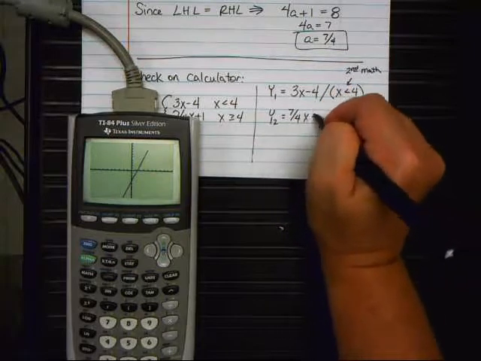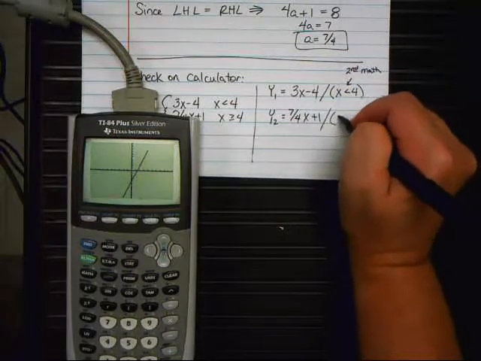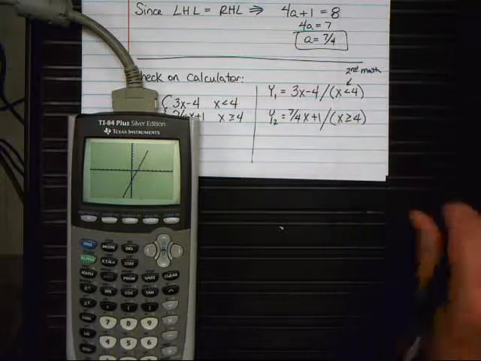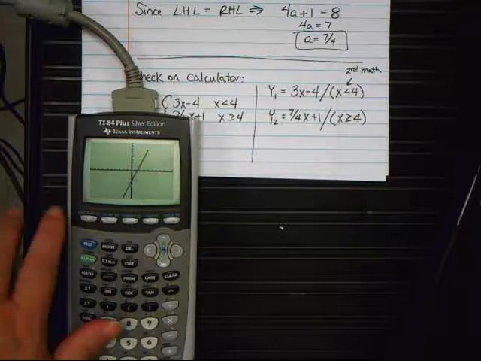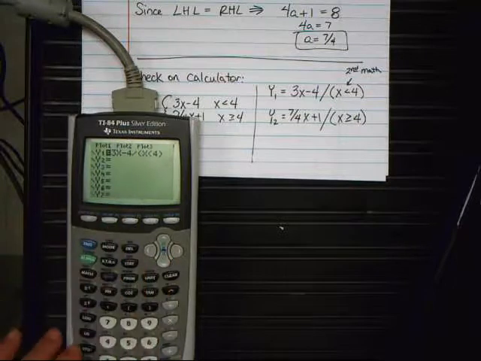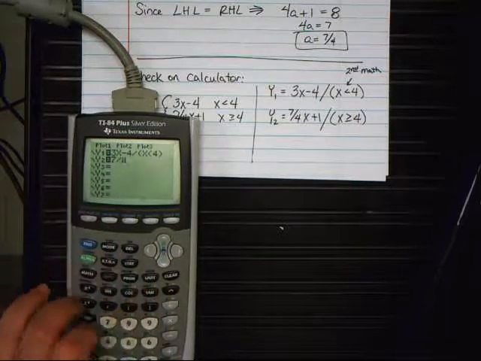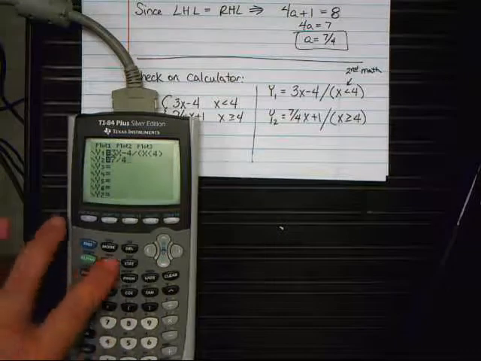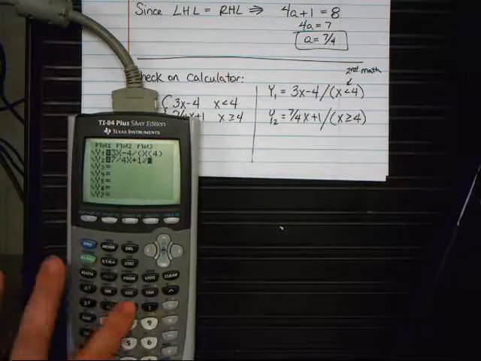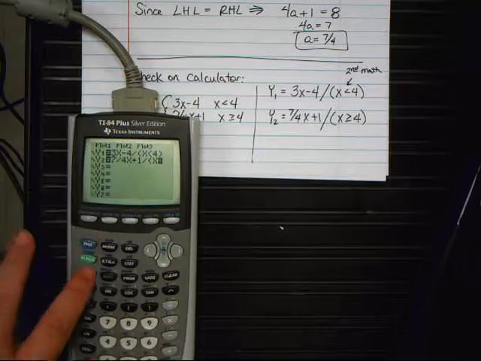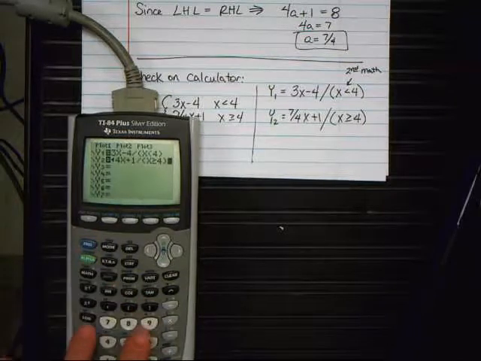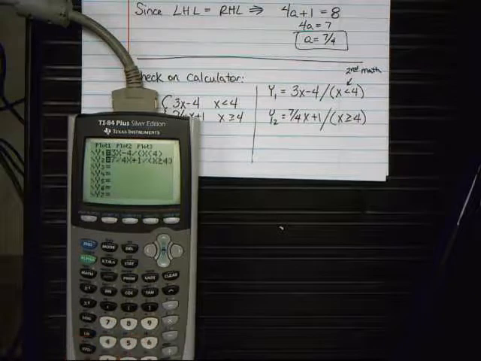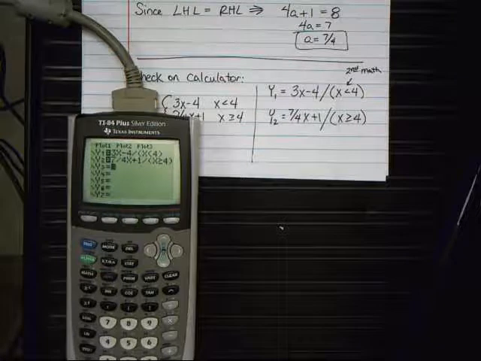7/4 x plus 1 divided by parentheses, x is greater than or equal to 4, like so. There's a hole. Now, there looks like there's a hole. We're going to talk about that in a minute. The calculator can deceive you. I'll show you.